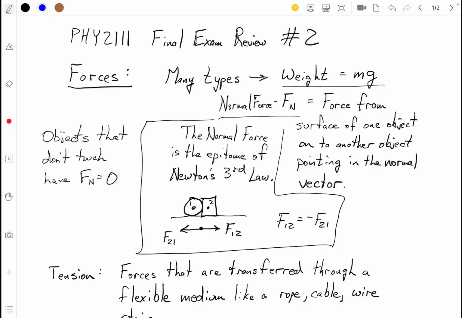Okay. So, physics first semester, calculus based, final exam review number 2. We are up to working with forces at this point. And so let's talk about some forces. First, weight. I don't have a lot to say about weight. I always write it as mg because I think using the old w is a waste of time, and I have other things that I like to save this for, so I just do mg. Mg is weight. Okay, done.